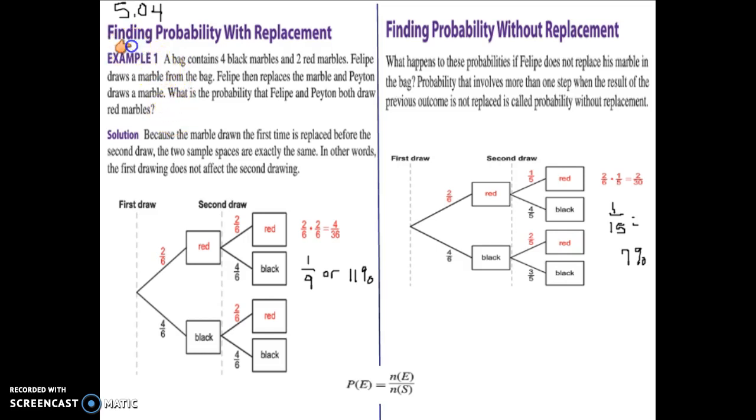So here we've got a bag that contains 4 black marbles and 2 red marbles. Philippe draws from the marble bag. Philippe then replaces the marble and Peyton draws a marble. What is the probability that Philippe and Peyton both draw red marbles?